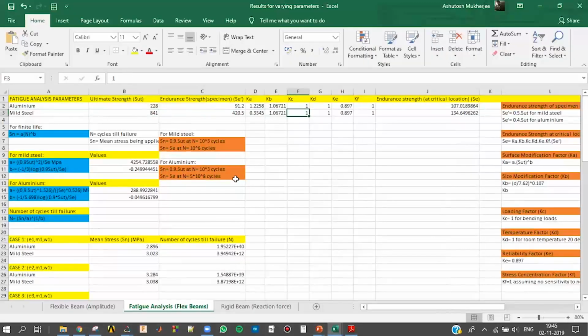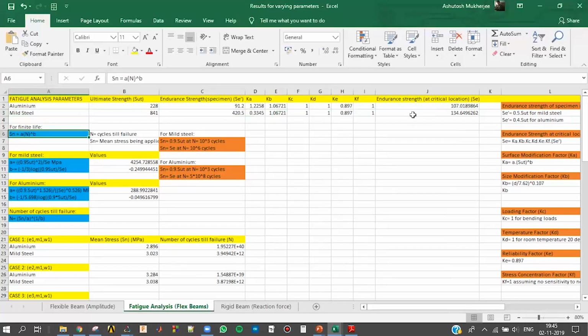Keeping these values, we can calculate the endurance strength at the critical location. So this refers to the endurance strength of the particular beam at the critical locations. Critical locations refer to the points where the maximum load is being applied, or the points where there are a lot of notches or something, right? So at these critical locations, this is the value of the endurance strength.